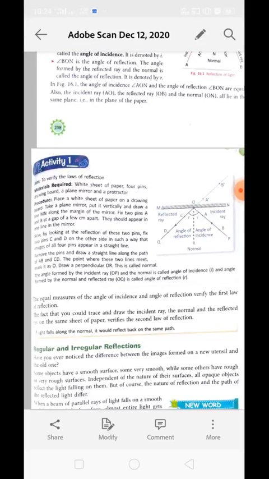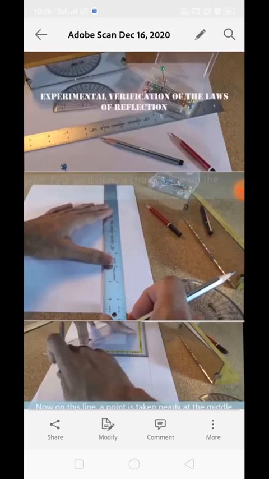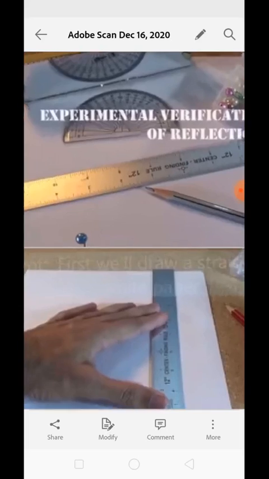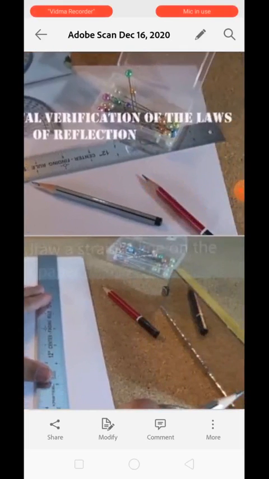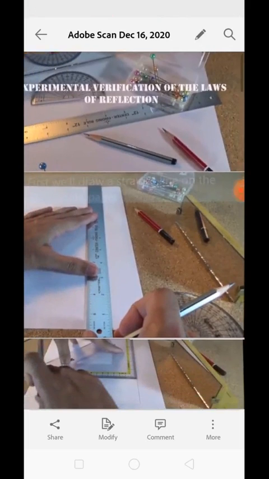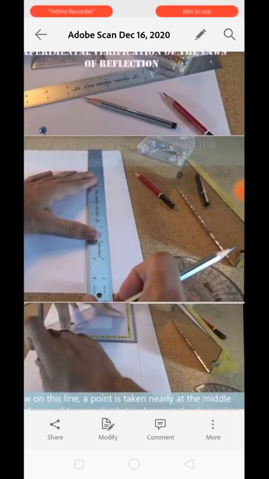The next is activity number 1. To perform activity number 1, that is to verify the law of reflection, we need a protractor, scale, pencil, pens and A4 size paper along with a drawing board. We will draw a line on the side of the paper to place the mirror over there.